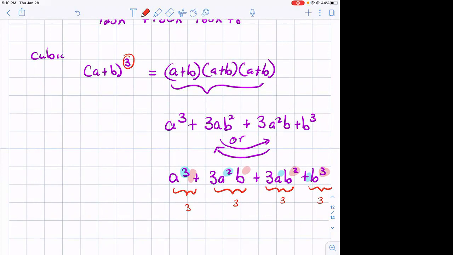So as we do examples, or if you want to learn more about this, we can talk about it during office hours. But my goal here is to show you how to multiply and to show you that there are formulas to multiply. There are shortcuts to multiply.